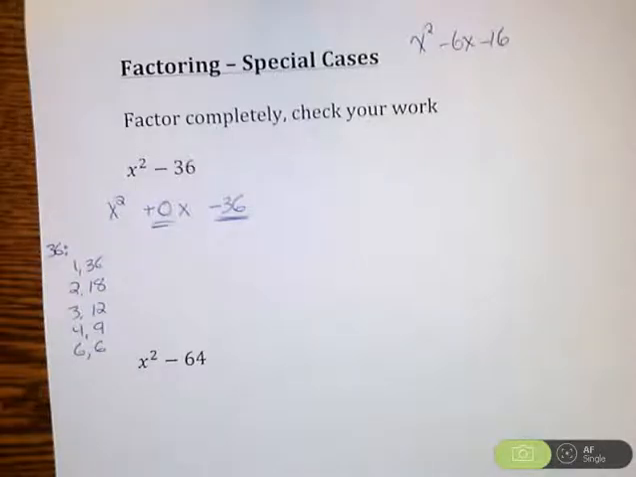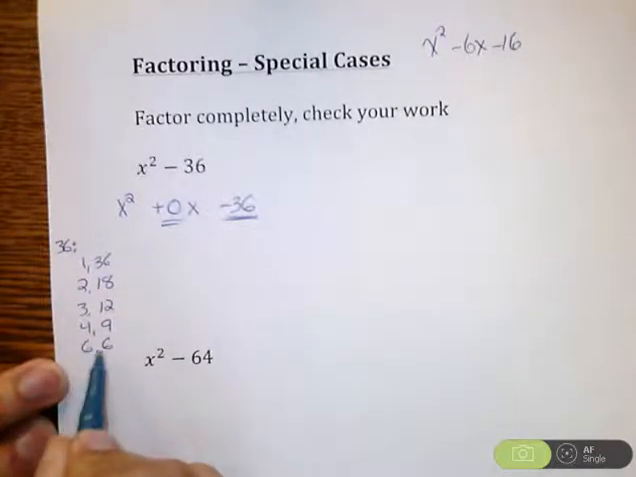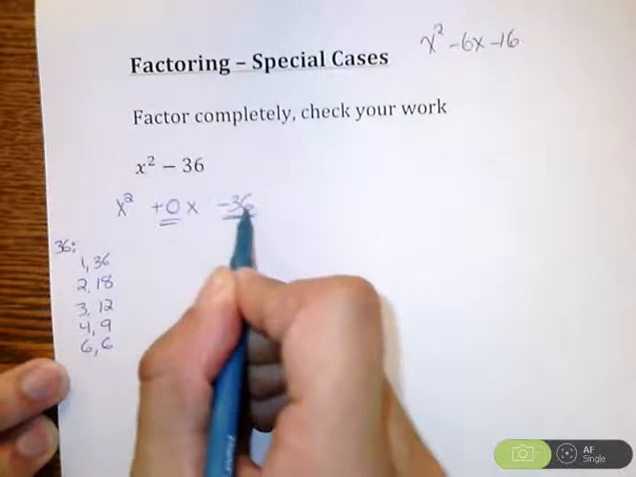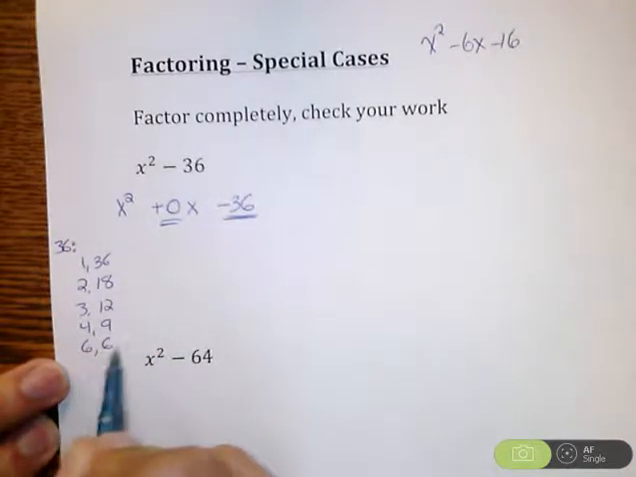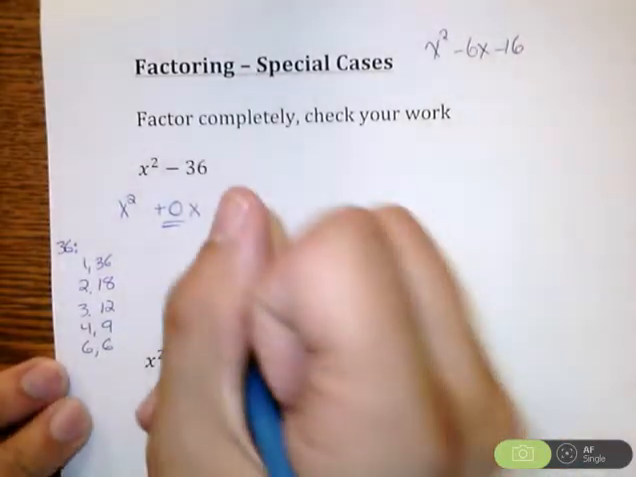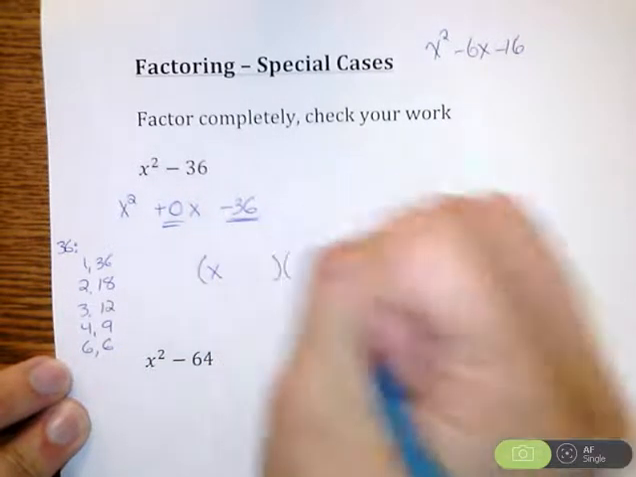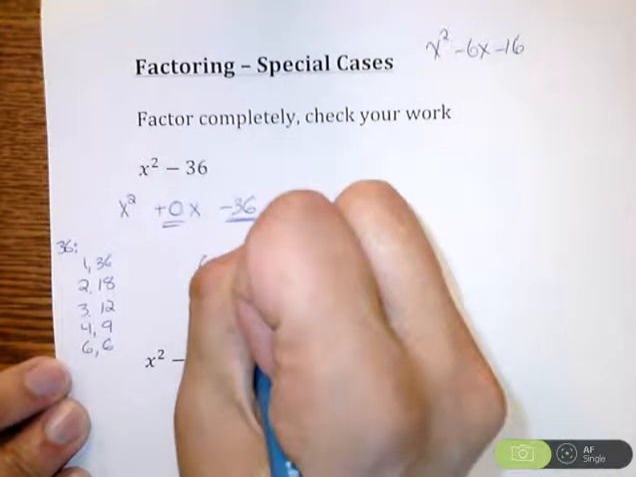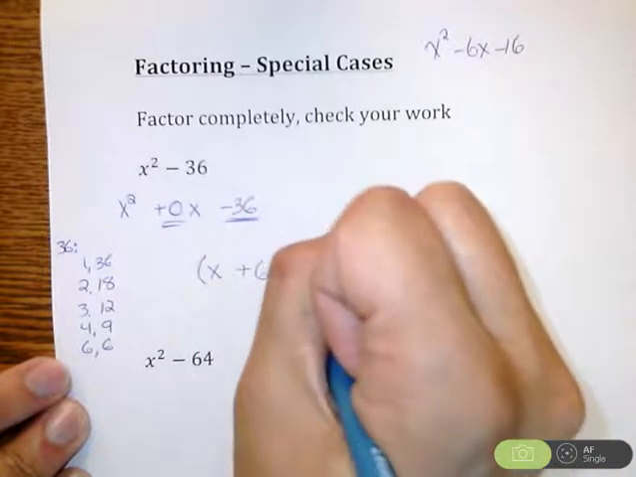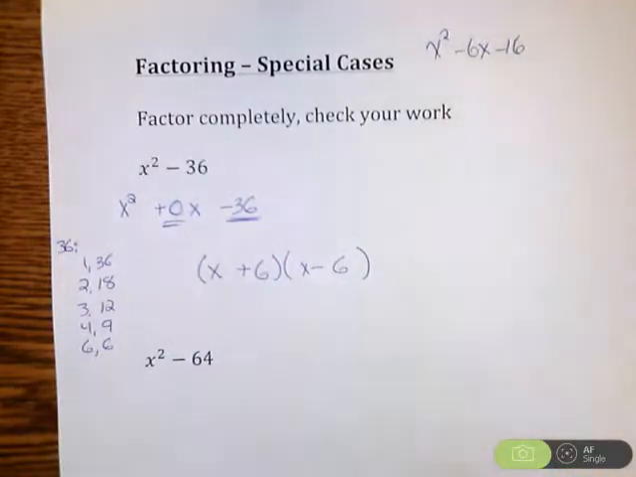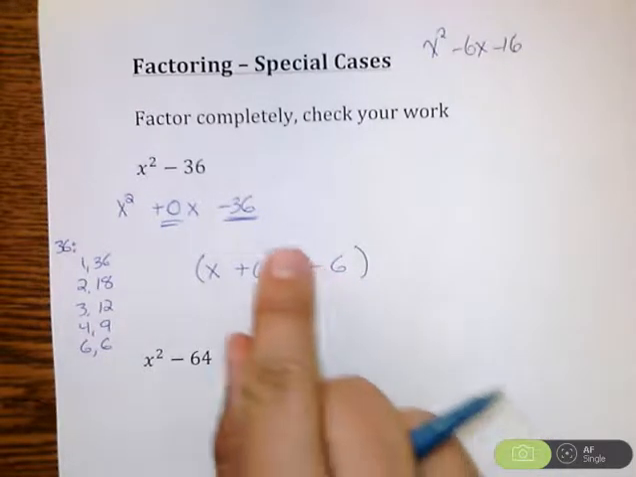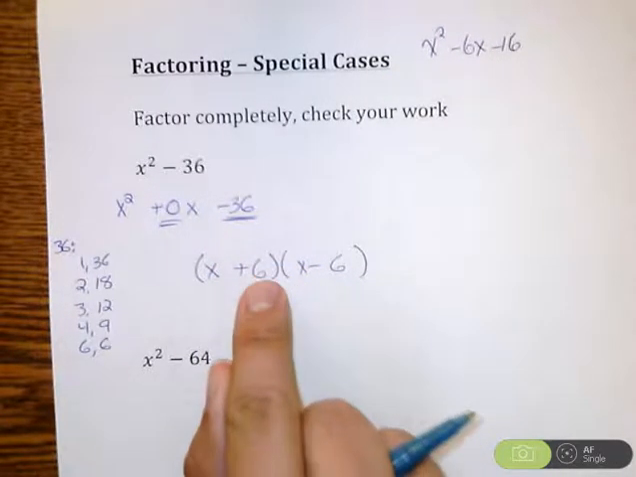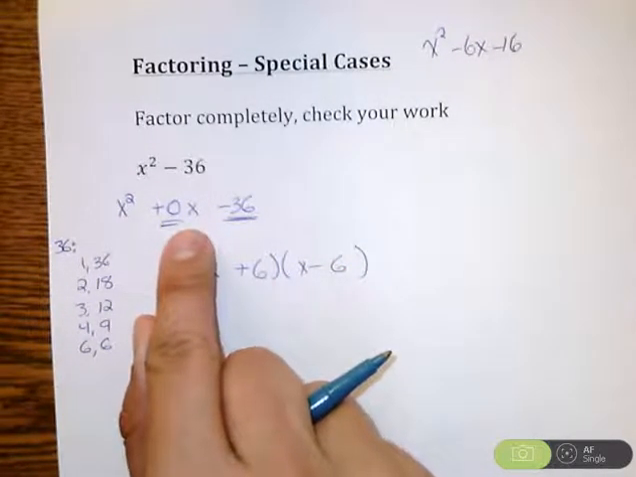So two numbers I can multiply to 36 but add to 0 would be, and here's where the special case comes in, 6 and 6. 6 times 6, I'll use that to get 36. If you add positive and negative 6, you're going to get 0. So if I want to multiply 6 and 6 to get negative 36, I'm going to need one to be a positive 6 and one to be a negative 6, because positive 6 times negative 6 is negative 36. 6 minus 6 is 0.